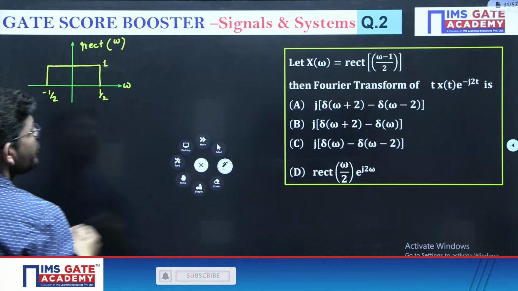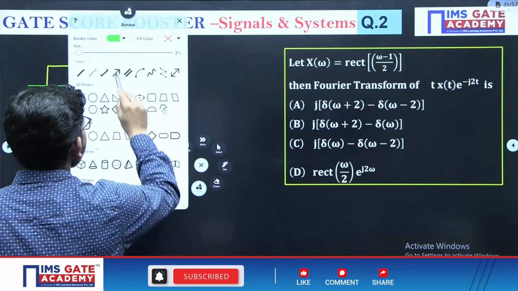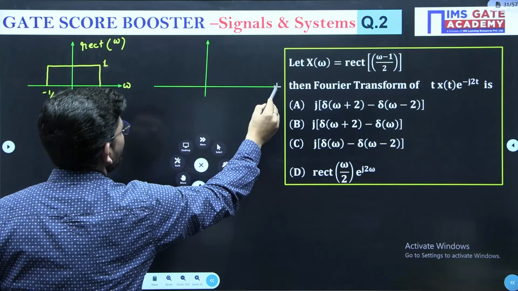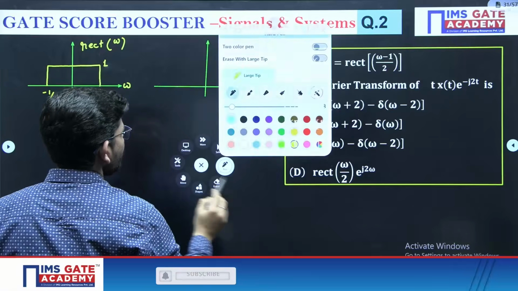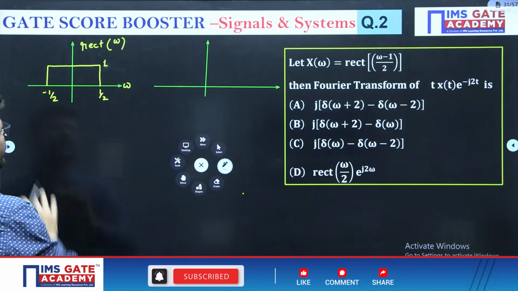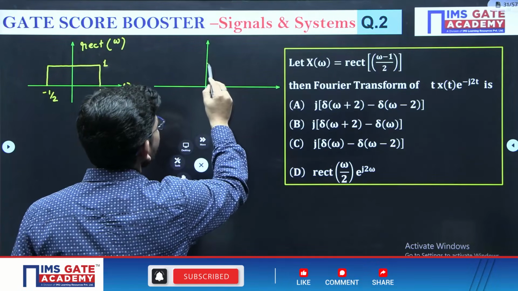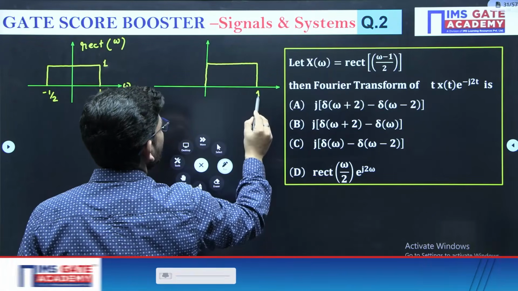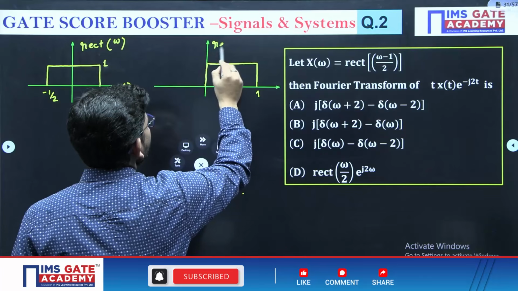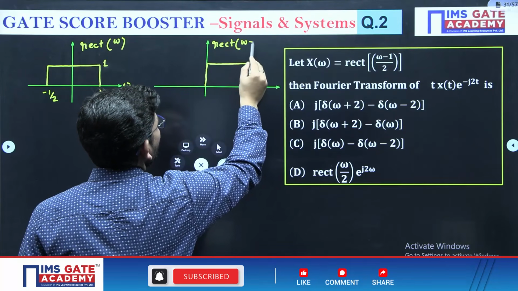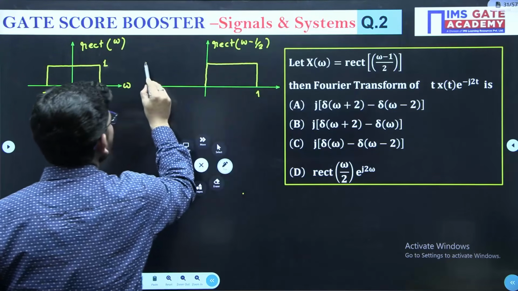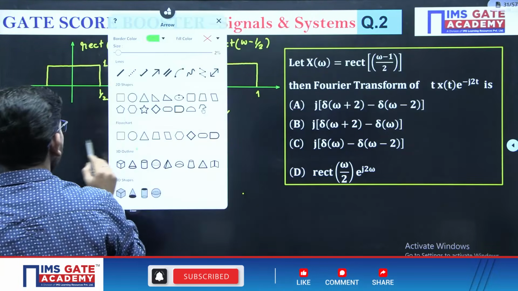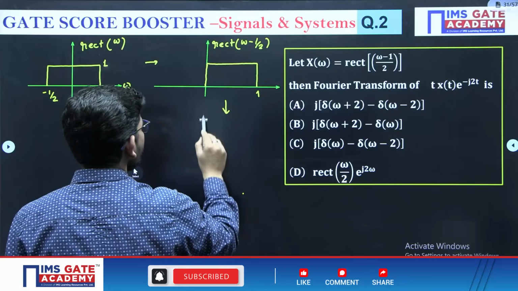Now we need to shift it by minus 1 by 2. So now just shift this signal by minus 1 by 2 and draw another signal, rect of omega minus 1 by 2. So shift this signal by minus 1 by 2 and you will get a signal like this. Right, this will become 1. This is rect of omega minus 1 by 2. Okay. Now after that, just do the scaling. Once you do the scaling, then what you will get?